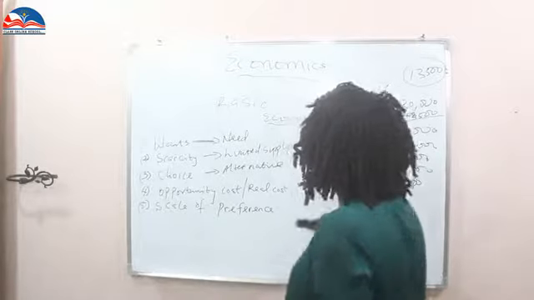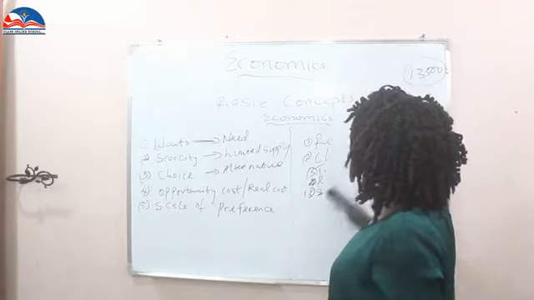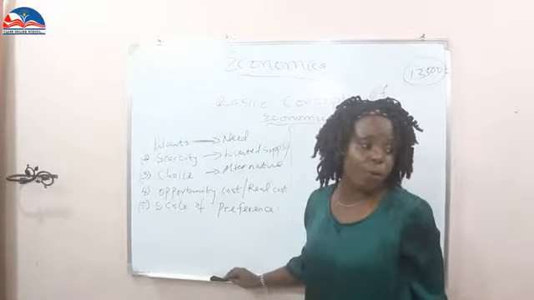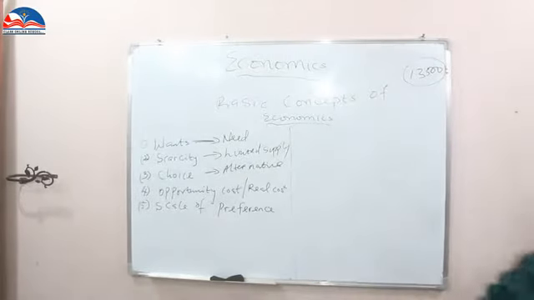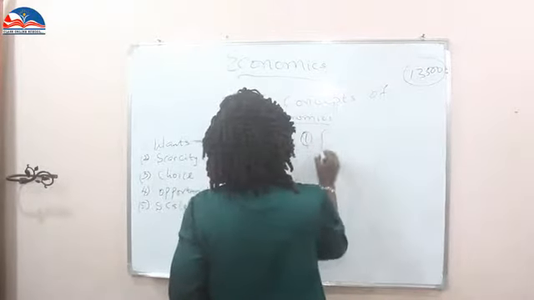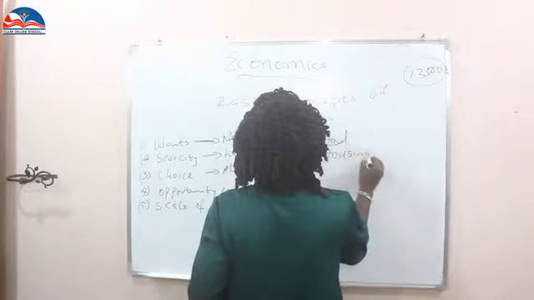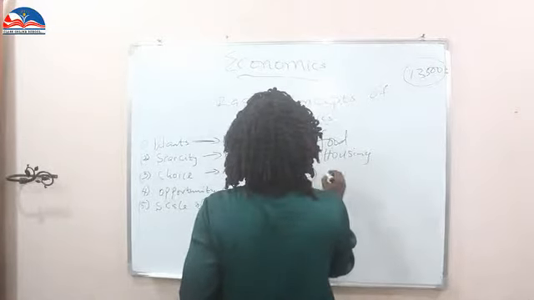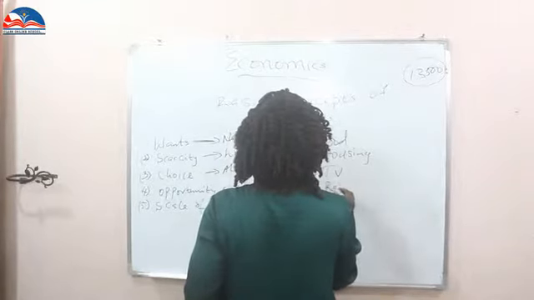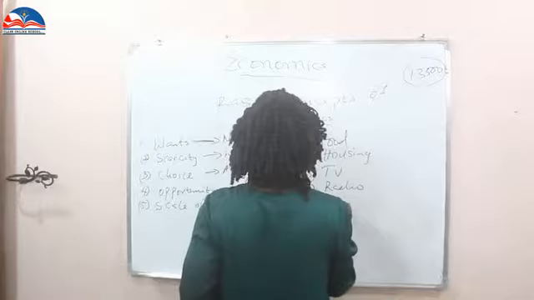Now let me try to make that clearer. We say that scale of preference has to do with the arrangement of what we need in the order of importance. In the order of importance. That's to say that if, for example, we need five things: food, housing, TV, radio, computer.